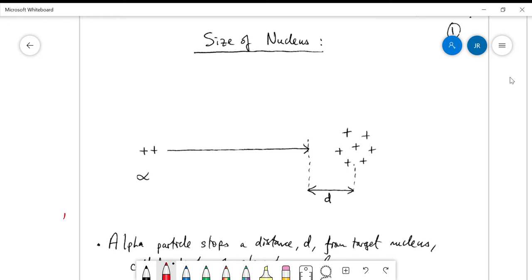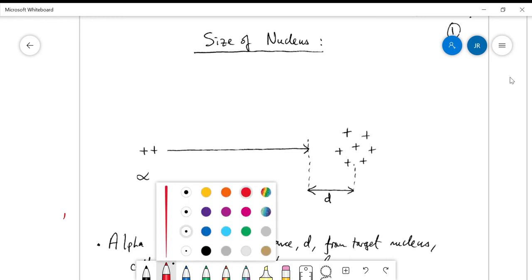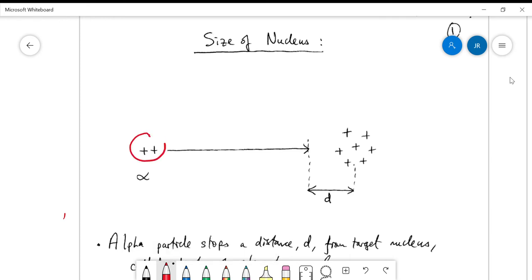Upon closer inspection, if you imagine the alpha particle here is the helium nucleus, it's got the two positive charges here. These two positive charges represent the helium nucleus with its two protons. And over here, this would represent the gold nucleus, with a lot more than two protons.